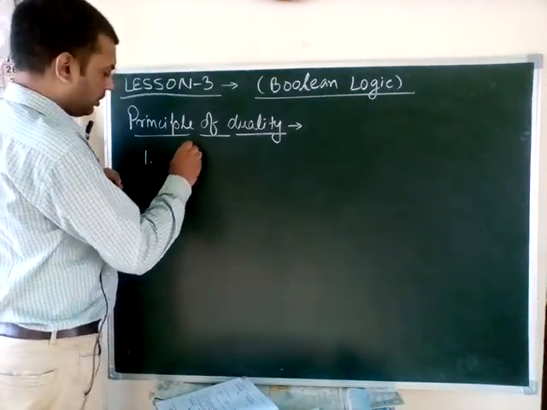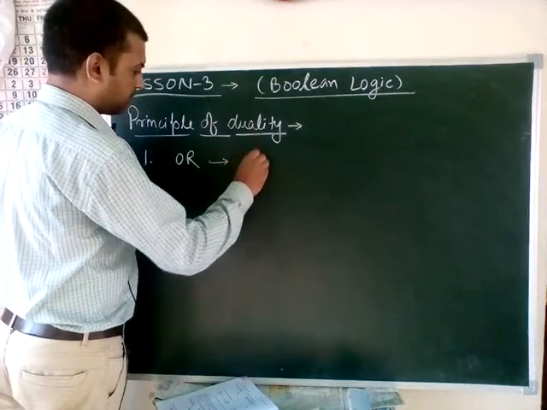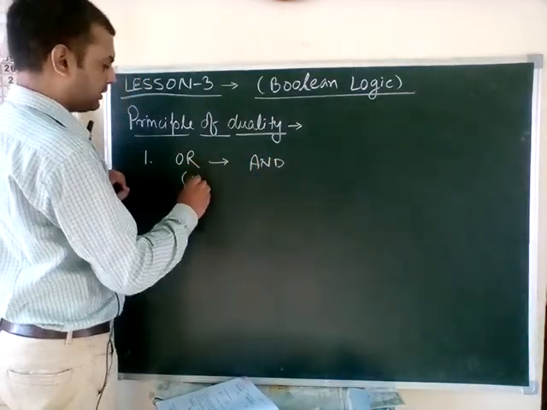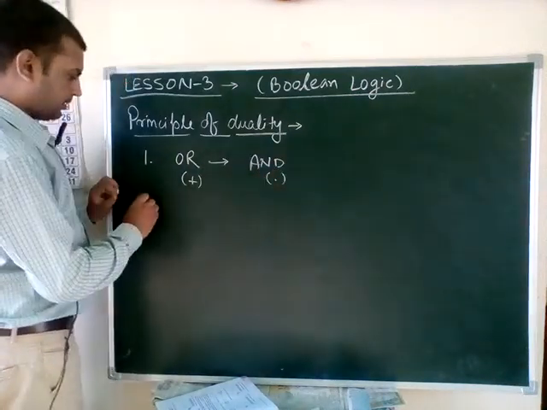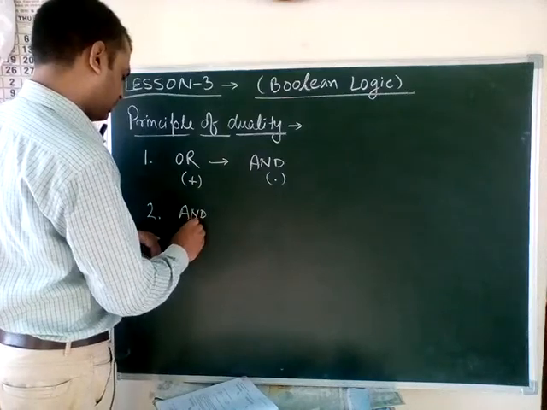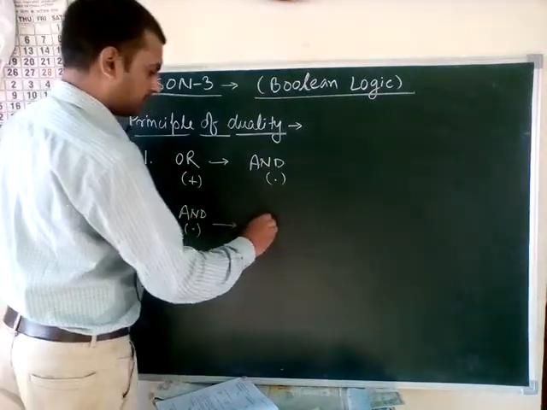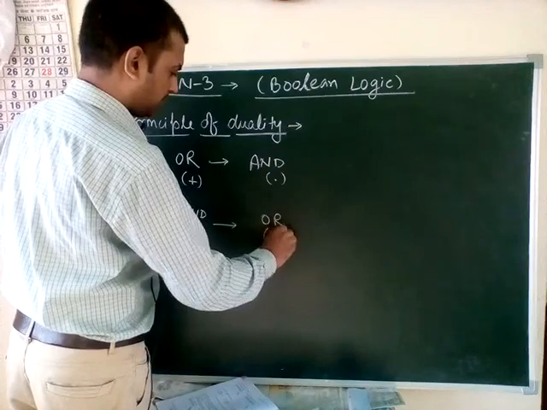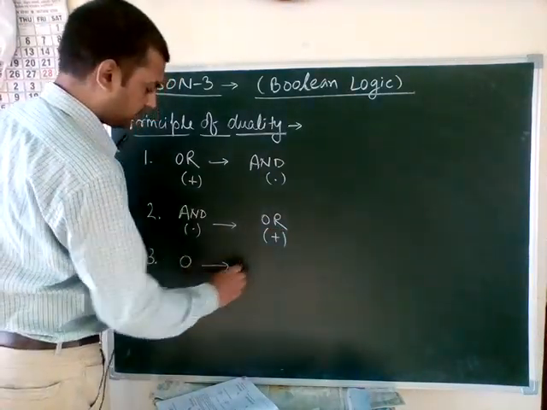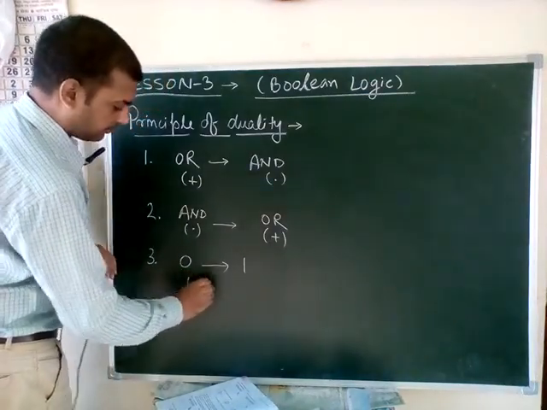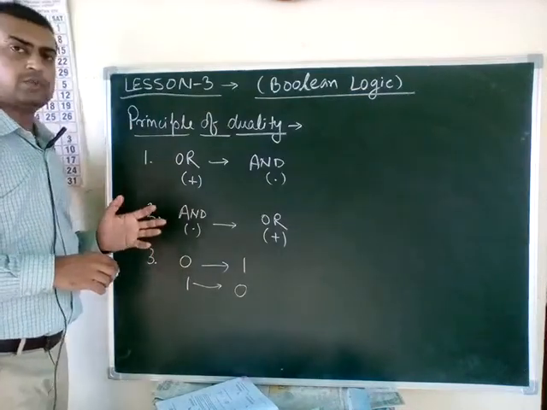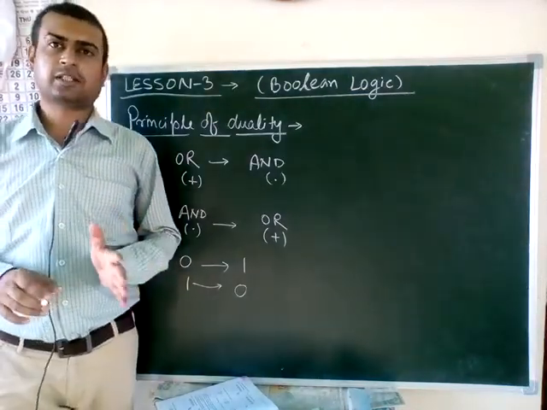First, if OR is there then we will change it to AND. It means we will change plus symbol to dot. Second, if AND is there, it means dot symbol, then we will change it to OR, means plus. Number 3, 0 will be converted to 1 and 1 will be converted to 0. This is only the principle of duality. Only this you have to take care.